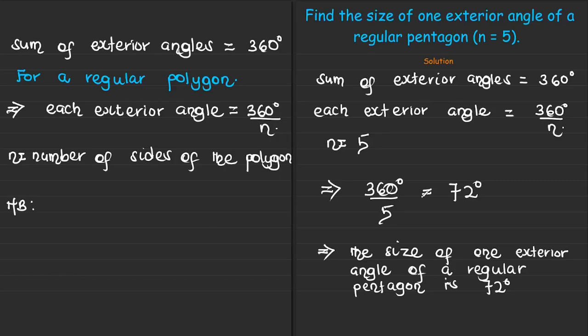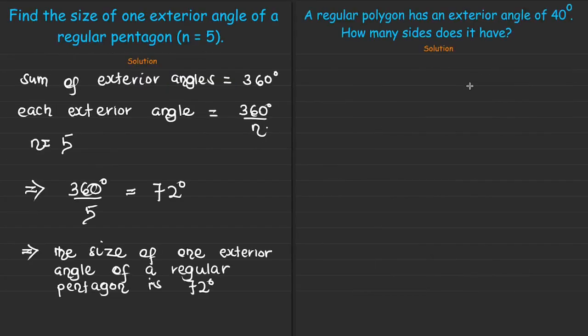Let's solve some few more questions. Our question here says, a regular polygon has an exterior angle of 40 degrees. How many sides does it have?